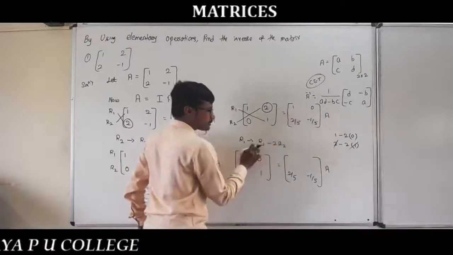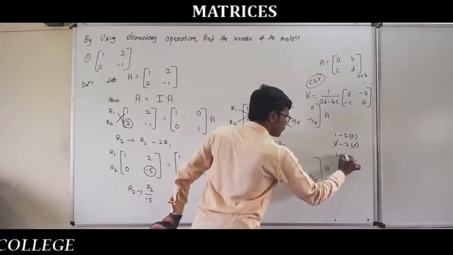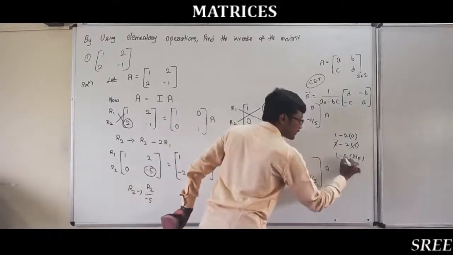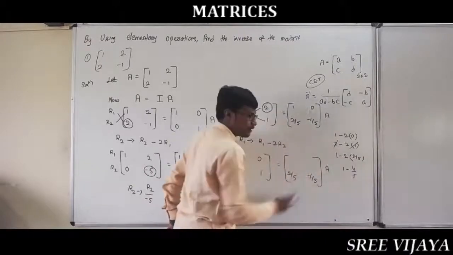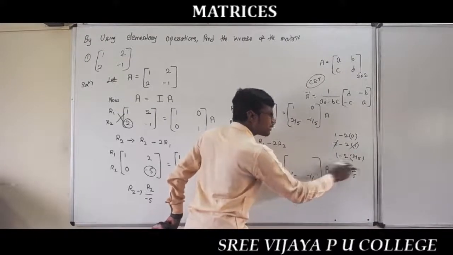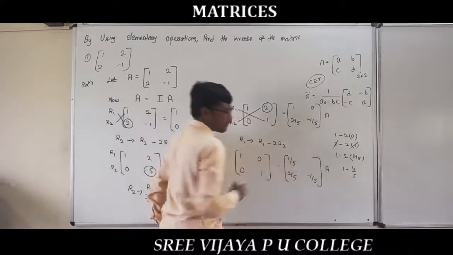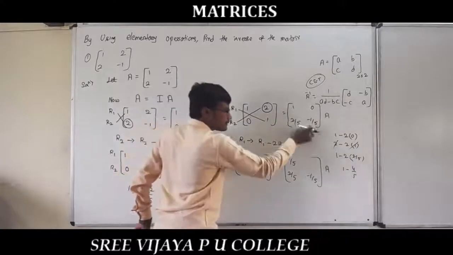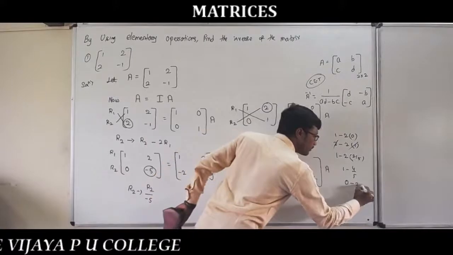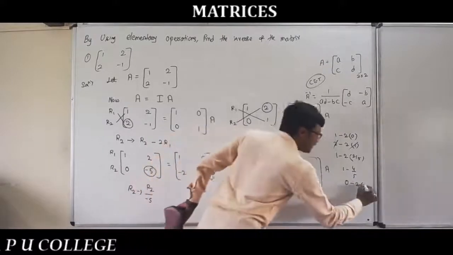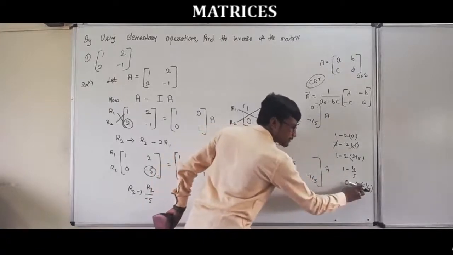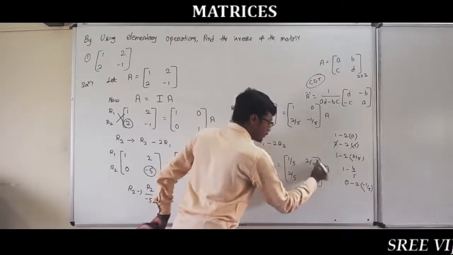Now for these two, R1 is 1 minus 2 into R2, which is 2 by 5. So 1 minus 2 into 2 by 5, which is 4 by 5. 5 into 1 is 5, 5 minus 4 is 1 by 5. Okay, for these two, R1 is 0 minus 2 into R2, which is minus 1 by 5. So 0 as it is, we can use 0. Minus and minus gives plus, 2 into 1 by 5 is 2 by 5.